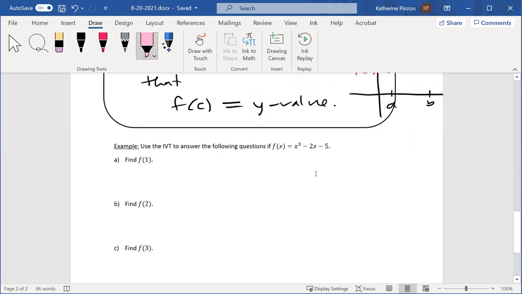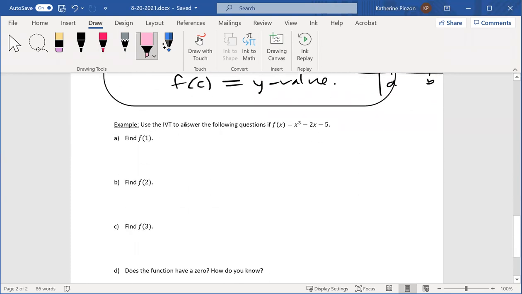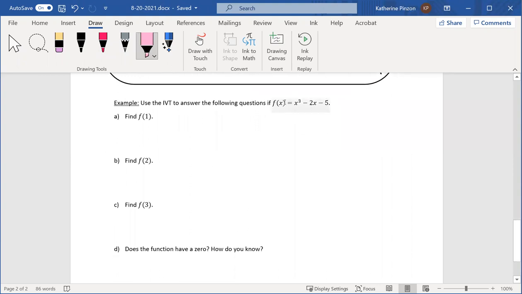So let's try it. It says, use the intermediate value theorem to answer the following questions. If my function is x cubed minus 2x minus 5, is that a continuous function? Yes. There's no denominators, there's no square roots, there's no piecewise, right? It's a nice polynomial function that's just going to come up and wiggle and maybe go back down. So yes, this guy is continuous. Step number one, check and make sure your function is continuous. Check, okay.